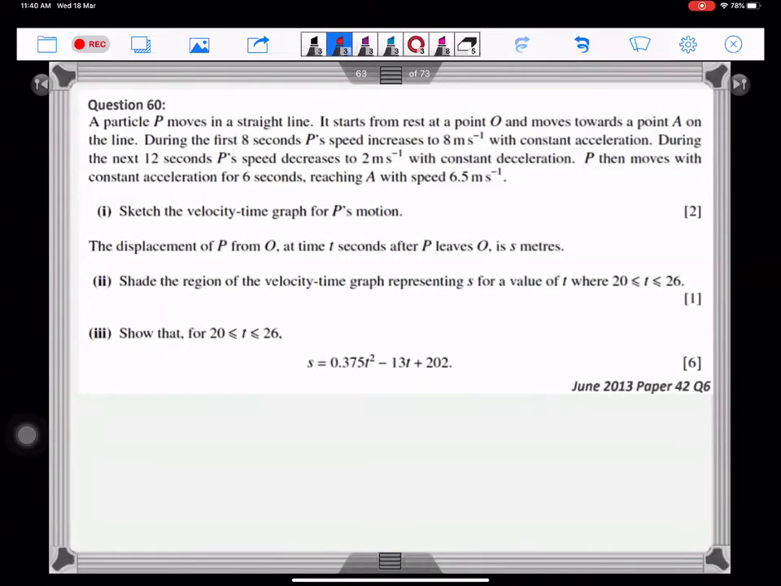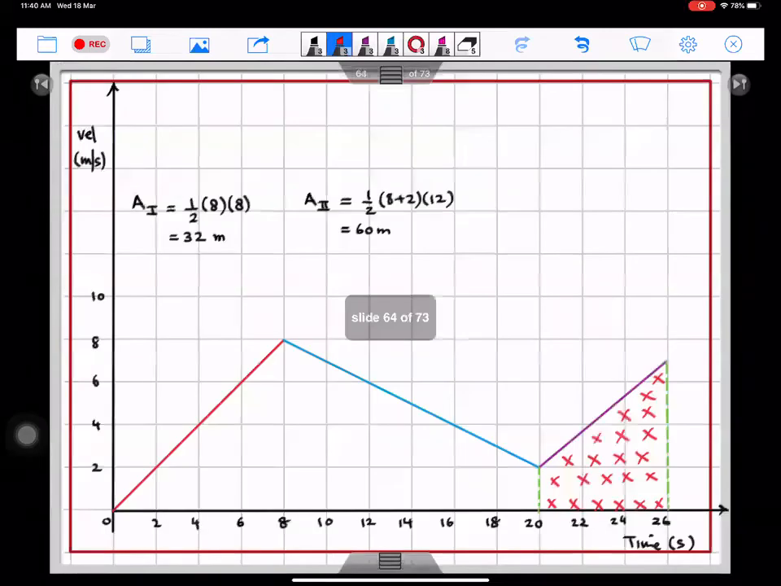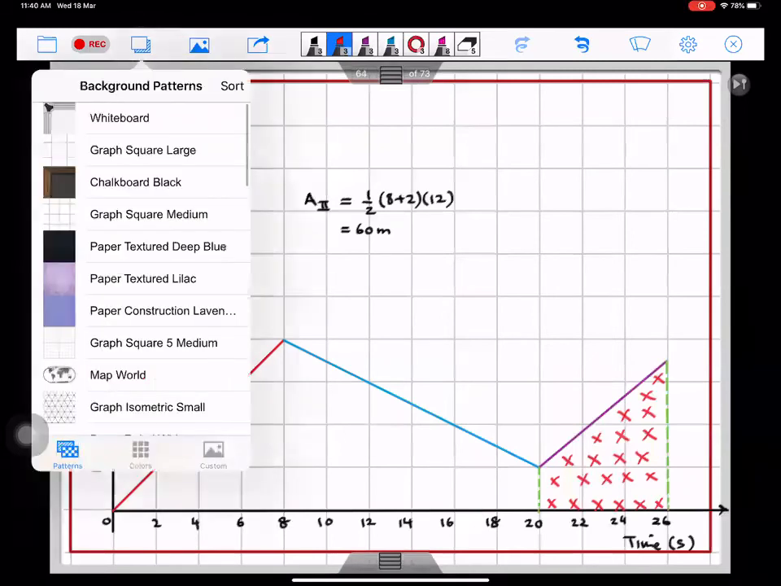Sketch the VT graph. The displacement of P from O at time t seconds is given by s meters. Shade the region of the VT graph representing s for the value of t where t lies between 20 and 26. That means the very last portion, where the speed is increasing from 2 till 6.5 in a matter of 6 seconds, shade all the region under the graph. And this is how it looks like. Red line, acceleration. Blue line, deceleration. Purple line, another acceleration. This is a rough sketch.